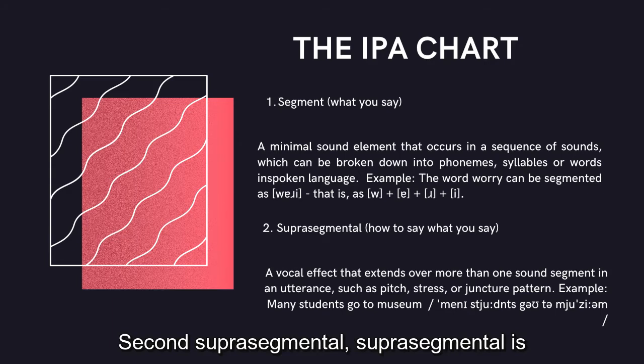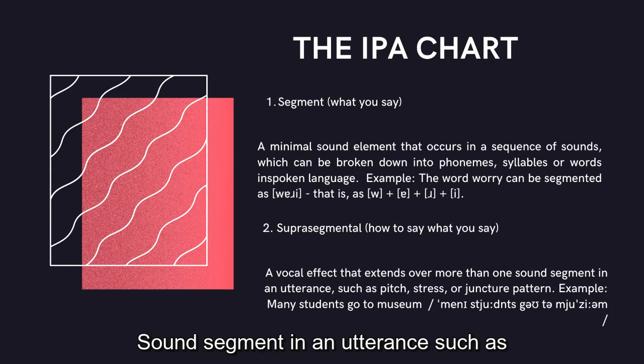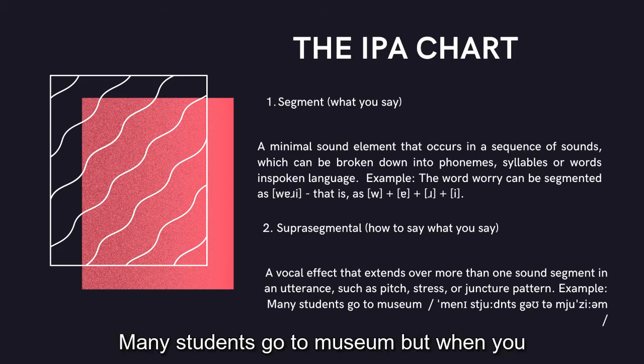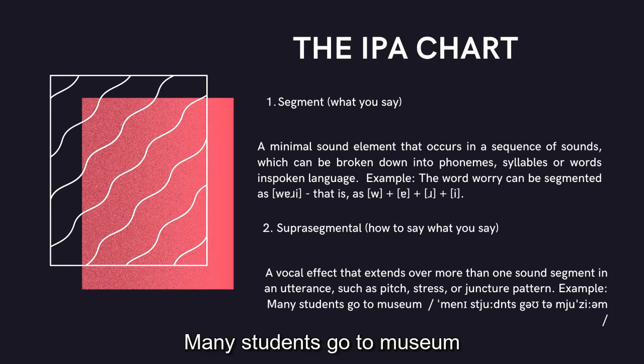Second, suprasegmental. Suprasegmental is learning about how to say what you say. Suprasegmental is a vocal effect that extends over more than one sound segment in an utterance, such as pitch, stress, or juncture pattern. When you say a sentence without suprasegmentals, it's going to be like, many students go to museum. But when you say it with suprasegmentals, you apply the pitch, stress, and juncture pattern. That's going to be like, many students go to museum.